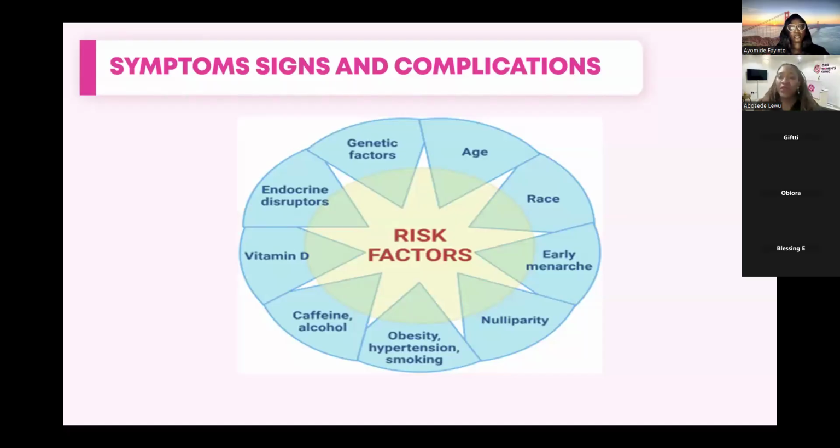Caffeine and alcohol as well have been implicated in increasing the risk of fibroid growth. Vitamin D: many studies are showing that low vitamin D is associated with rapid growth of uterine fibroids, which is why a lot of people that have fibroids now supplement their vitamin D, making sure they have enough exposure, because it's been said to help.